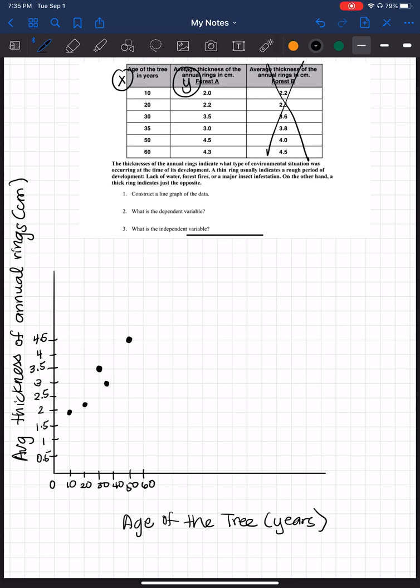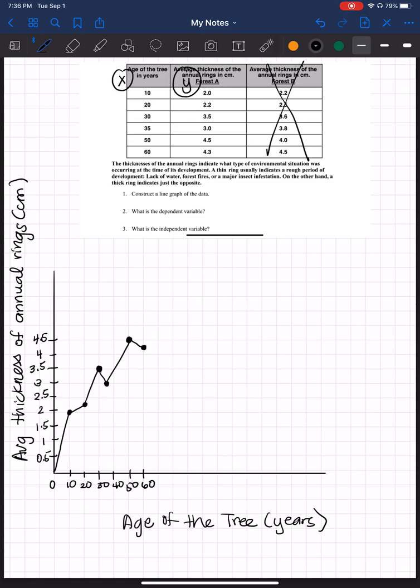And then 60 and 4.3, which is going to be right here. So these, I probably could have spaced them a little better because they're a little squished there. So connect the dots, make sure you're connecting the correct dots to each other. And then there's your line graph, right?